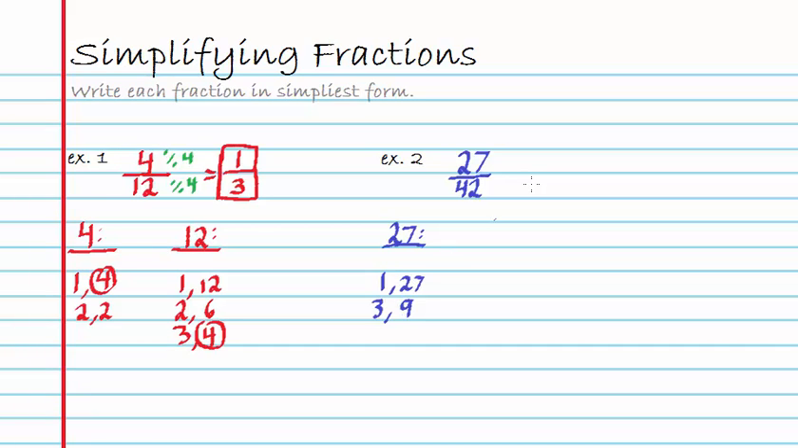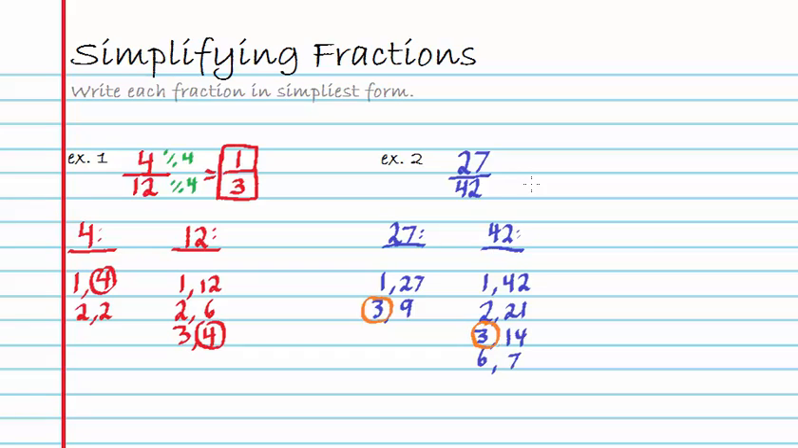There were only 4. When I do 42, 42 will have more, it's even. So that's 1 and 42, 2 and 21, 3 and 14. We have 6 and 7, and that is all of our factors. So 42 does not have any other factors besides these 8 numbers. So again, at this point, we have to pick out our greatest common factor. So my greatest common factor in this example is 3.